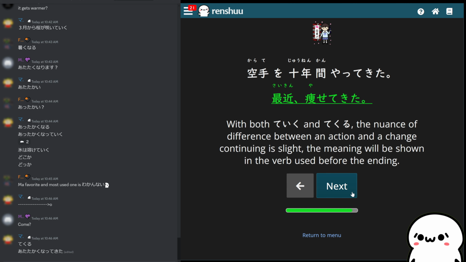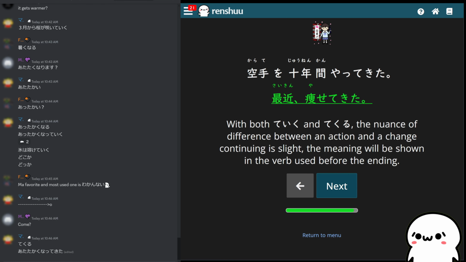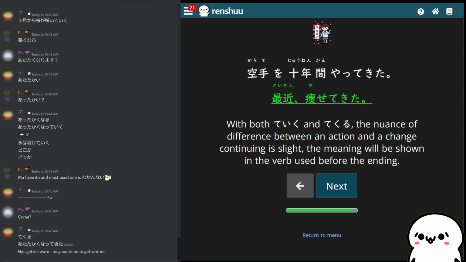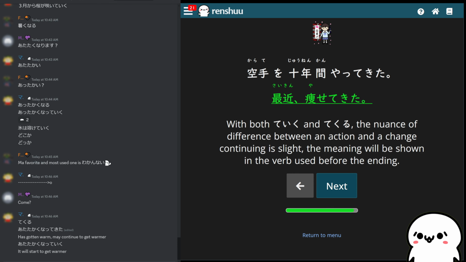So it is important to note that with these two, and especially with these two examples, let me type it out in the chat so you can see it. One second. Here, 暖かくなってきた. 暖かくなってきた. With this, it is something that has gotten warm, and it may continue to get warmer. However, with this one, we're switching back to the ku form. Do you see the slight difference between these two?